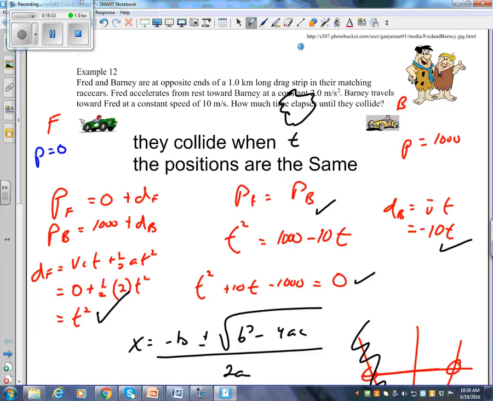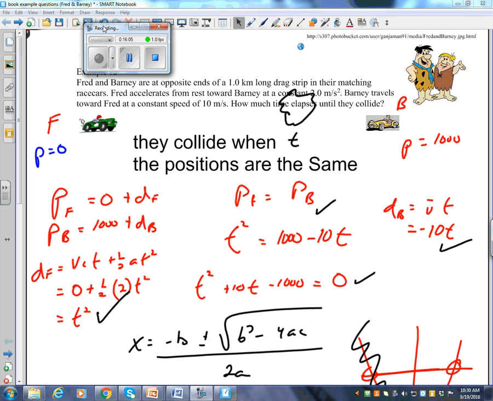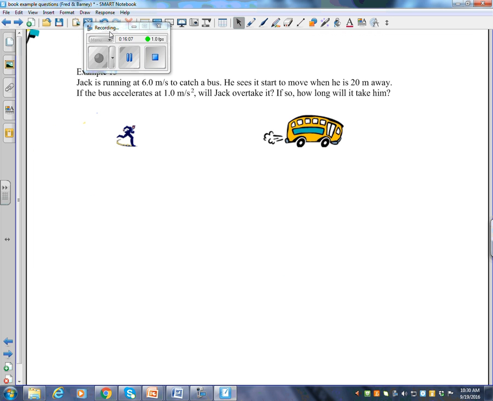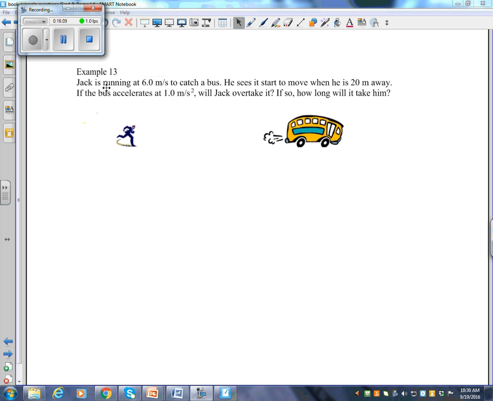Okay, so let's see if you can do this one kind of on your own. If you want to try it, go ahead. I would suggest you at least try it. You can always do the example on a sheet of loose leaf. Here we've got example 13.